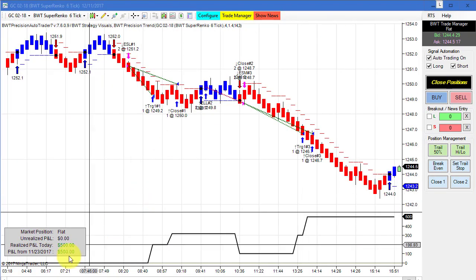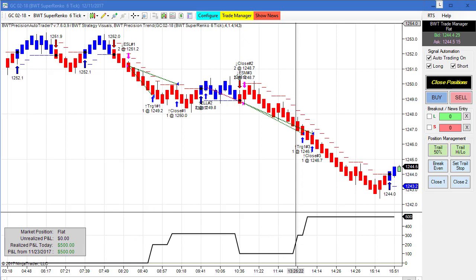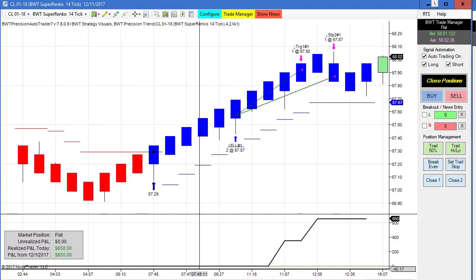Next up is the gold on the Super Renko 6 tick, and this had two winners and a loser here. This did 500 for the day. The crude oil on a Super Renko 14 tick chart did 650 for the day on a single trade, and you can see it here.